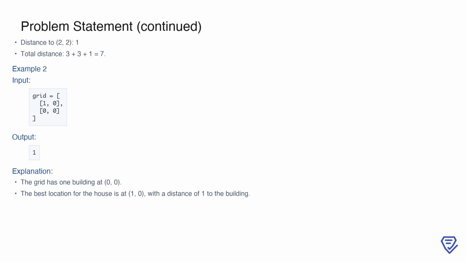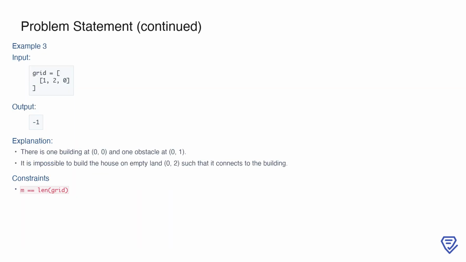Now, let's look at another example. Consider the grid 1, 0, 0, 0. Here, there is only one building located at 0,0. The best location for the house is at 1,0, which is directly adjacent to the building, resulting in a shortest distance of 1. Thus, the output here is 1.